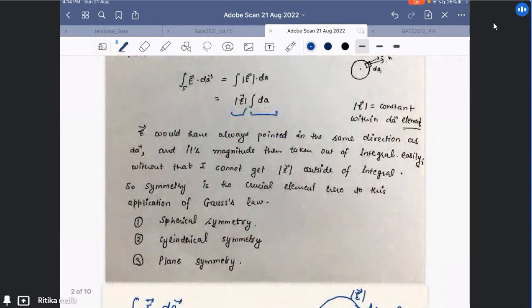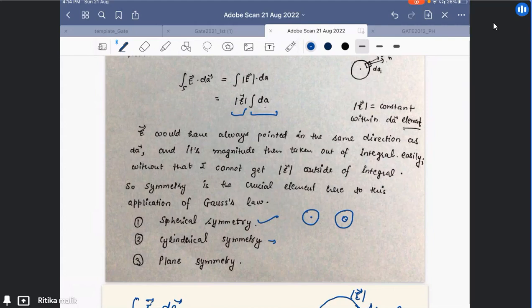So there are three kinds of symmetry used to solve equations based on Gauss's law. One is spherical symmetry, in which we build a spherical surface around a charge, or a concentric sphere around another sphere. In cylindrical symmetry, we assume a cylindrical Gaussian surface, for example when we want to calculate the electric field due to a line charge. And in plane symmetry, we assume a Gaussian surface like a square pillbox, or a very thin cuboid kind of thing.